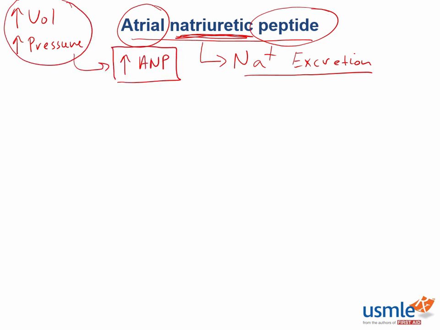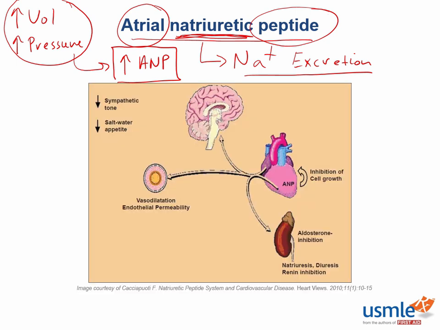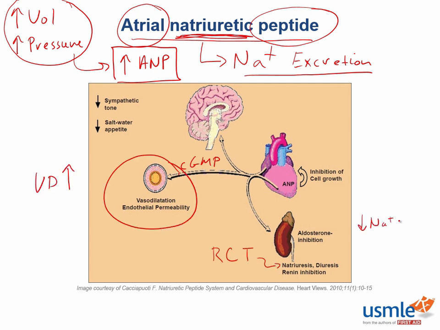So what exactly does atrial natriuretic peptide do? Well, first off, it acts via cyclic GMP to cause vasodilation and decrease sodium reabsorption in the renal collecting tubules. Also, during this process, it leads to dilation of the afferent renal arteriole and constriction of the efferent renal arteriole, which further promotes diuresis.